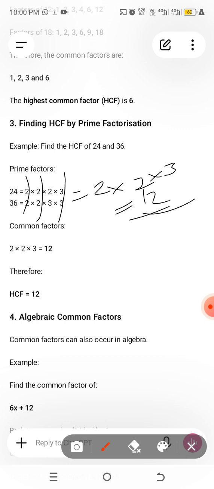You just take one out of the common factors that match together. Then that's your HCF if you are finding HCF.